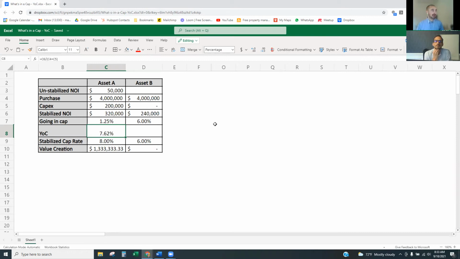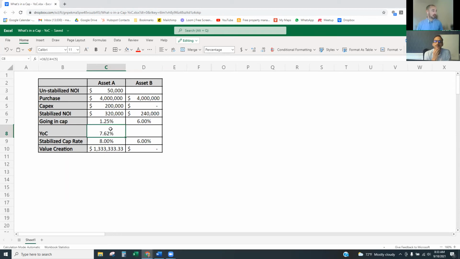Now, the key question you have to ask yourself is, is that enough? So you're getting a higher yield on cost than the market cap rate, and that's great because the last thing you want to do is put all this time and energy into renovating these units and getting up to the stabilized NOI, and then you're only getting the 6% cap rate that you would get on any other asset. In that case, you might as well just buy a stabilized asset and save yourself the energy and the risk that it takes to do that value add program.